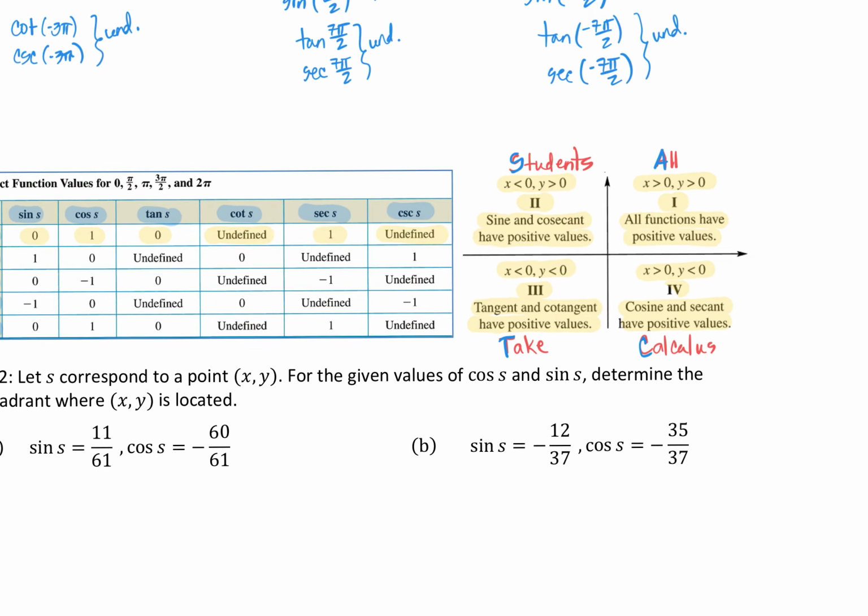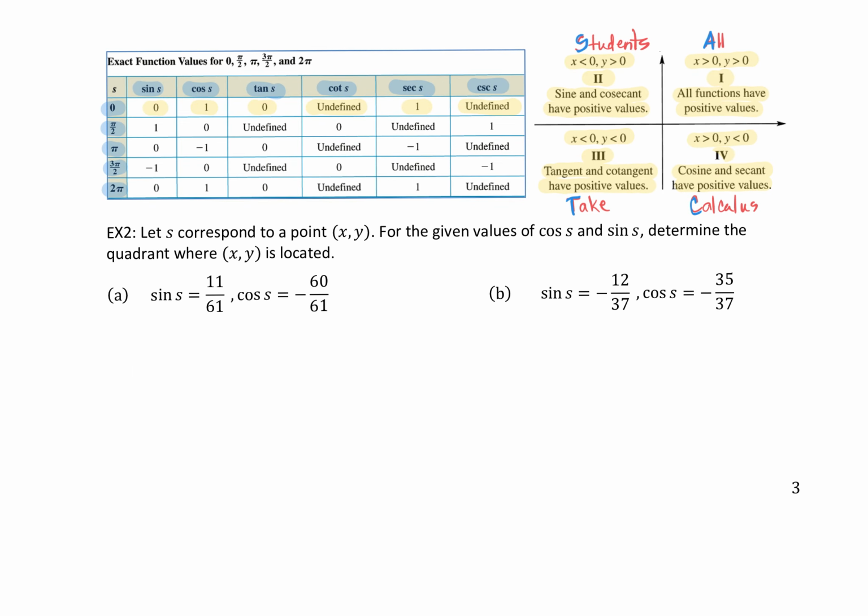These are just references, different ways to help you remember the values of our trig functions in the different quadrants. Let's move on to some more examples where we're using this idea of a point x, y on our circle, arc length, and our trig functions, putting it all together. In example 2, we want to have S correspond to a point x and y. S again is arc length. Go some distance, and you're at a point x, y on your circle. We want to find the given values for cosine and sine, and then determine the quadrant where x and y is located.